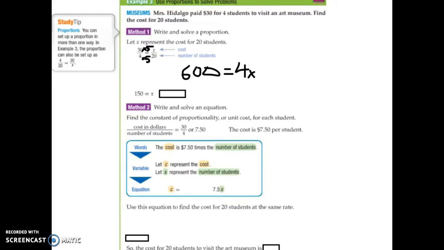Last problem. Before we go on, let's look at what they did right here. They found a constant rate, which we talked about yesterday, the constant of proportionality. How much does it cost per one student? That's really just asking for the unit rate from section 2 of this chapter. The unit rate is you take the top number divided by the bottom number. So in this problem, $30 for 4 students, they did 30 divided by 4, and that was $7.50 per student. So the cost equals $7.50 times the number of students. The constant is always going to be $7.50, no matter how many students you bring. So let's apply this to this last problem here.